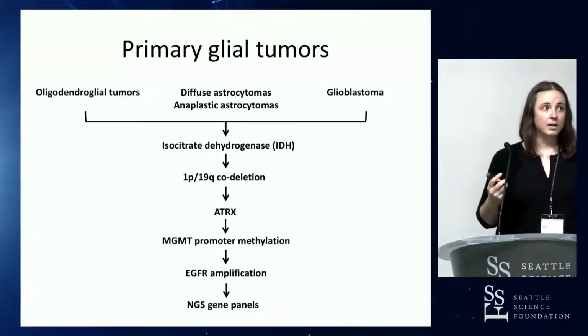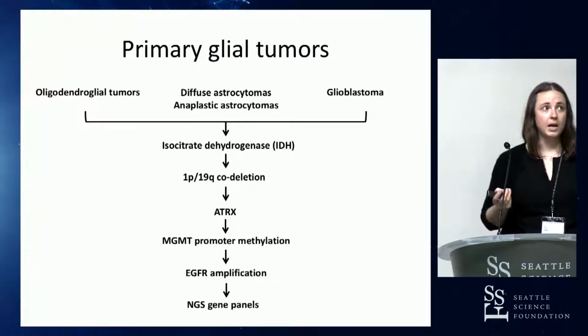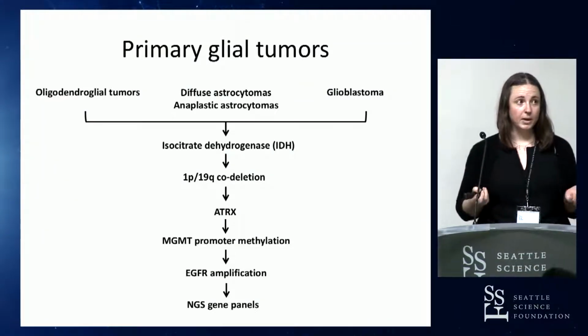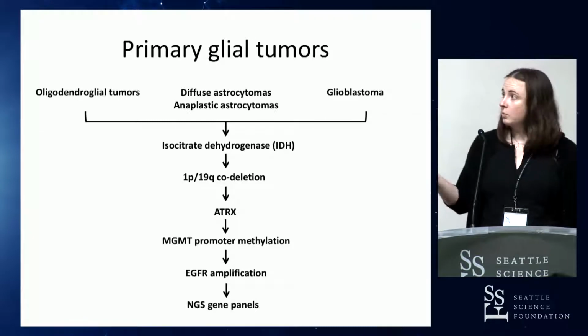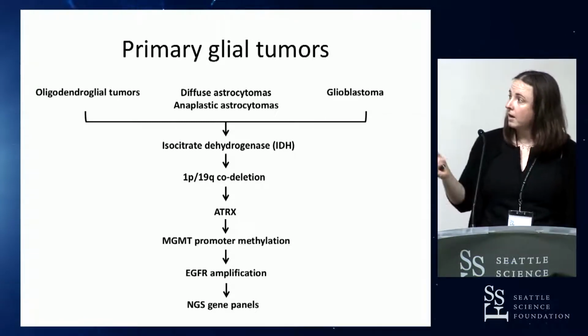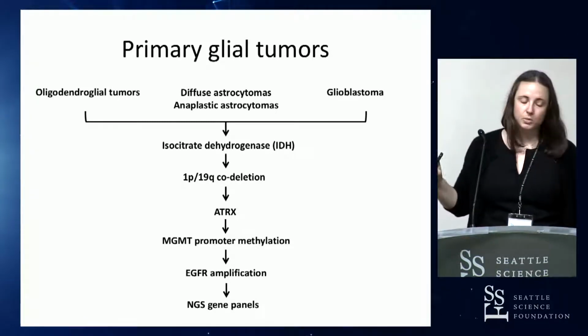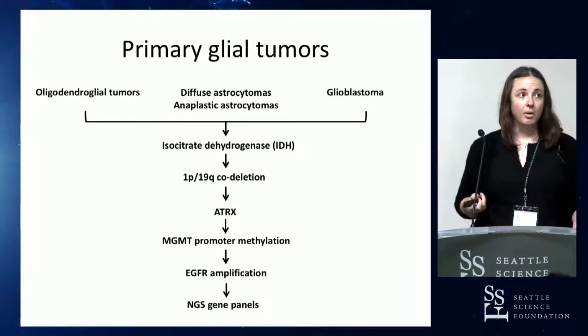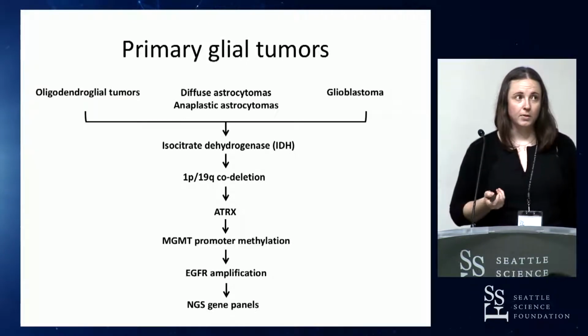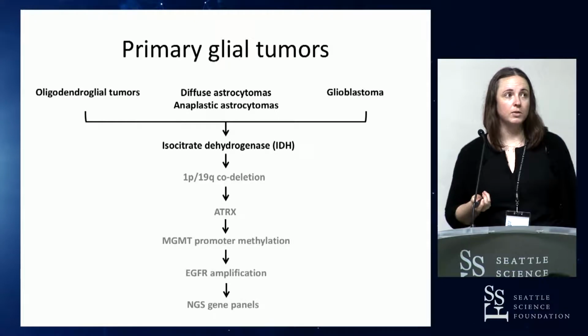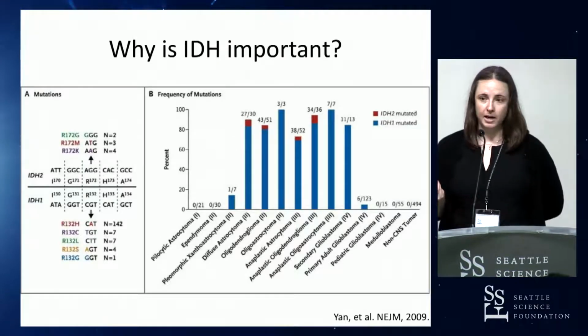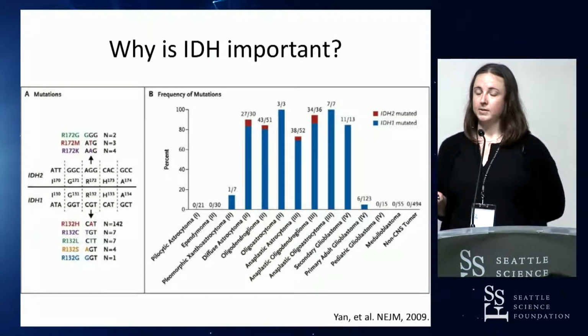And so we have three broad categories that we can lump our primary glial tumors into, and this is a pretty standard panel of testing. 1p19q co-deletion we don't do on everything, but we do a bunch of this testing on all of our tumors. So just to walk through this, we'll start with isocitrate dehydrogenase. So the first question is, why is this even important?